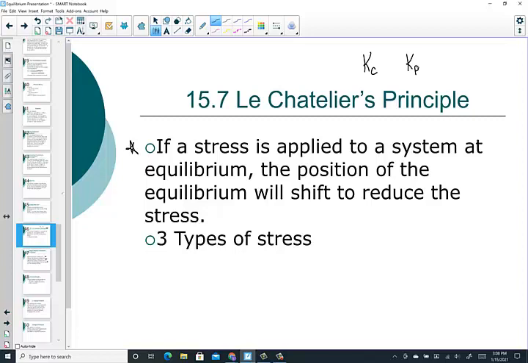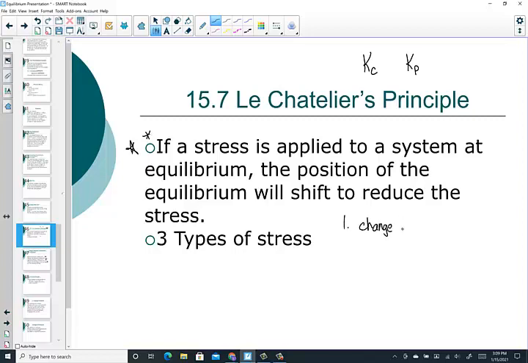Now, Le Chatelier's principle studied this, and it reads: if a stress is applied to a system, and that system is at equilibrium, the position of the equilibrium will shift to reduce the stress. Whatever you do to the system to apply a stress, that system will counteract it to alleviate or eliminate the stress. Well, what are stresses? There are three types of stresses, and we're going to look at them one at a time.